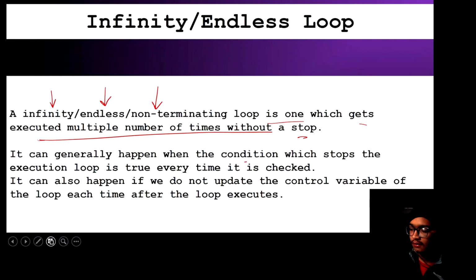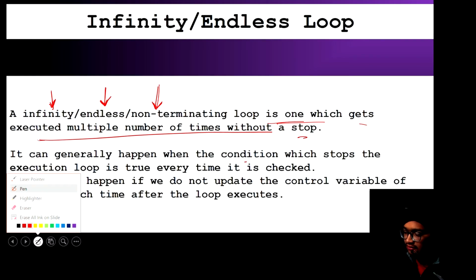So let's read it. Infinity loop, endless loop, or non-terminating loop is the one loop which gets executed multiple number of times without a stop. Okay, so when can this happen? When can this infinity loop or non-terminating loop happen?